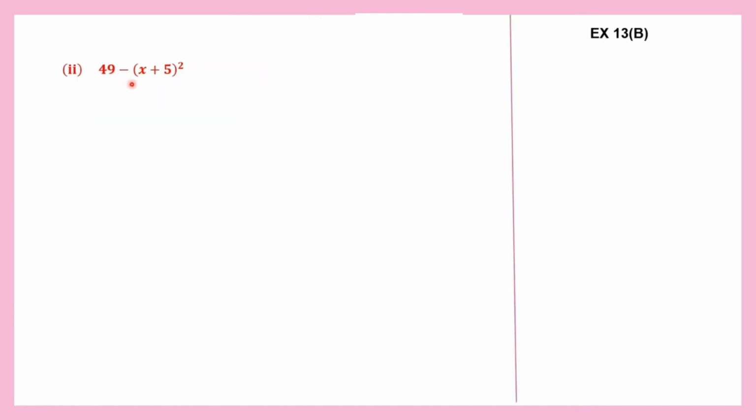Question 2. 49 minus x plus 5 the whole square. Now if we can change this to a square form, then we can use the formula a square minus b square. So 49 can be written as 7 square. So this becomes 7 square minus x plus 5 the whole square. That means it's in the form of a square minus b square.